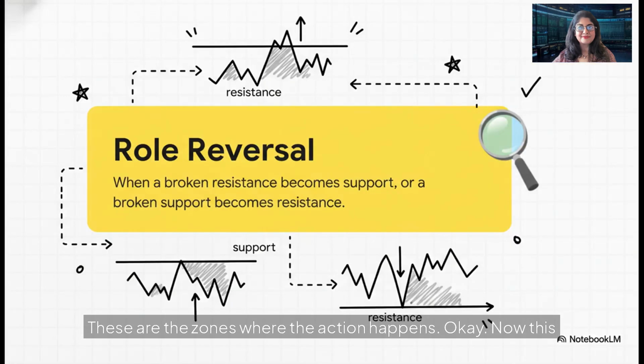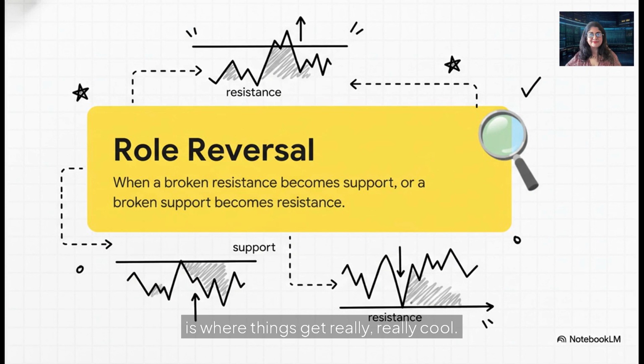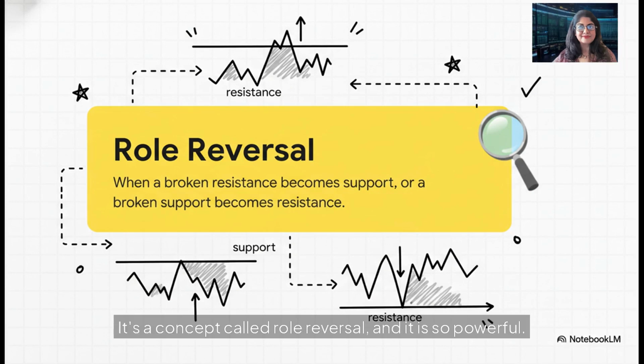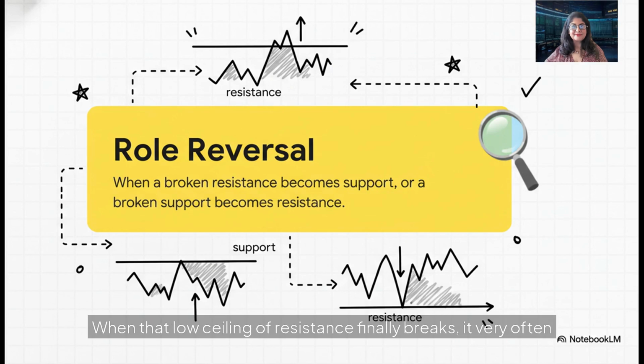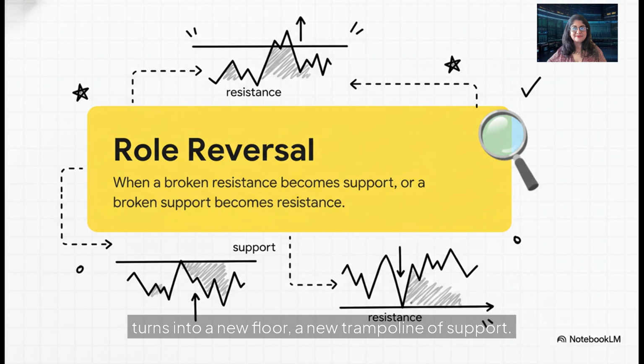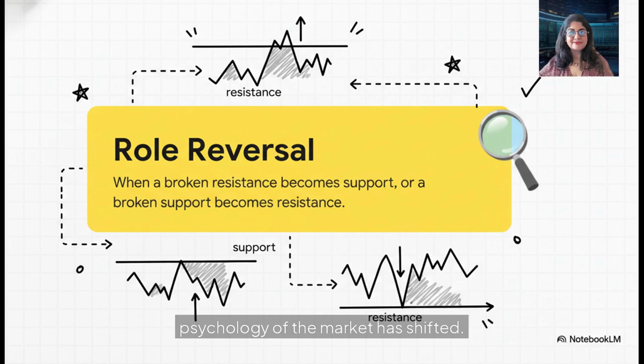Okay, now this is where things get really cool. It's a concept called role reversal, and it is so powerful. When the low ceiling of resistance finally breaks, it often turns into a new floor, a new trampoline of support. And that right there is a massive clue that the whole psychology of the market has shifted.